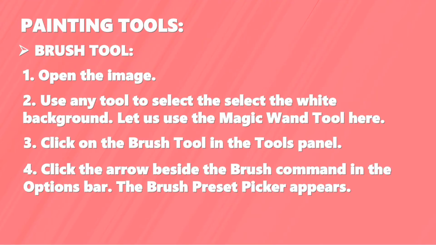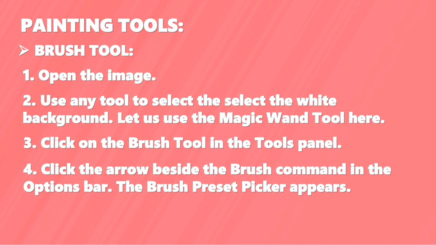Painting tools. Adobe Photoshop provides us with different painting tools such as brush tool, pencil tool, color replacement tool, history tool, gradient tool, paint bucket tool, etc. Today we are going to discuss some of the tools in this chapter. Brush tool. The brush tool works like an ordinary brush and creates a smooth stroke of color.